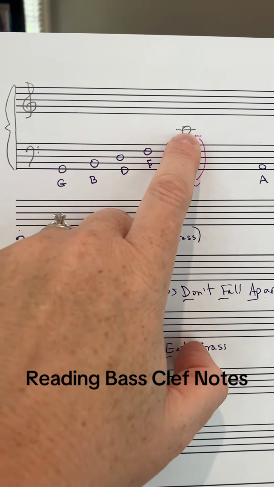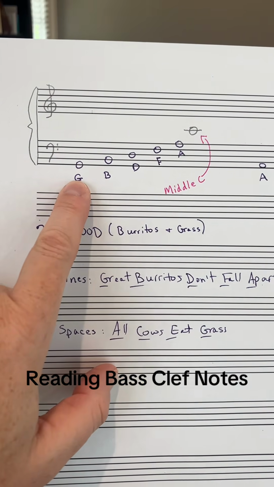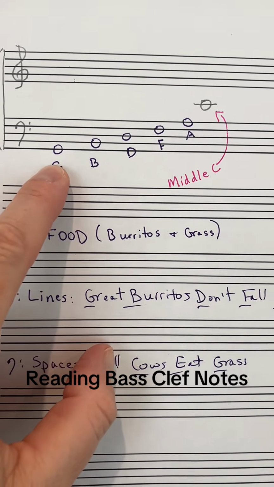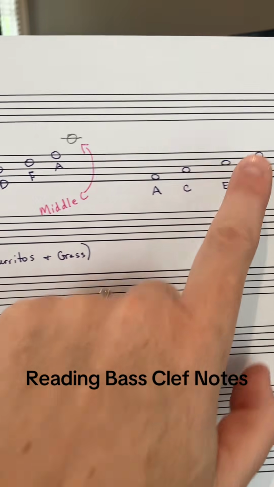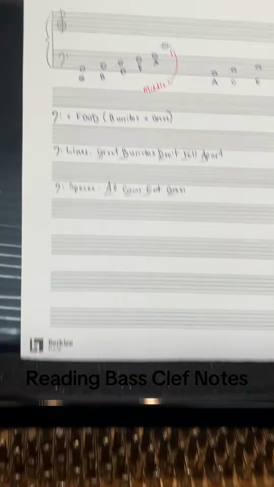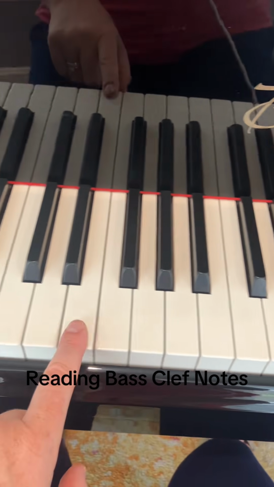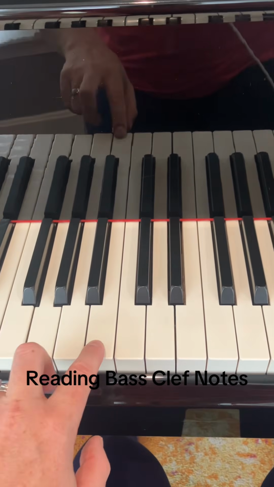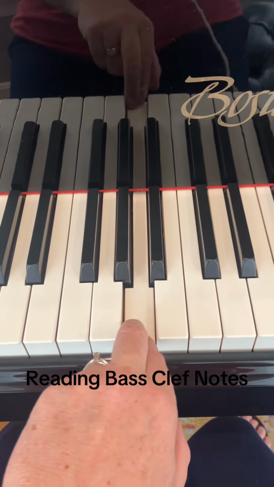As you can see, this middle C is here, which means that all these notes here in the bass clef happen below. So this G is not the G just below middle C. That's this G. This G is two G's below middle C. So when you're looking at your piano, here's middle C. That first G for great is down here. Great burritos don't fall apart. And then there's middle C.